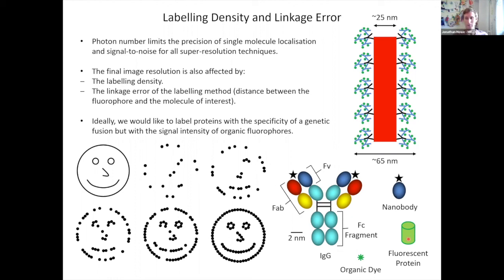Now, other options would include, say, nanobodies, which are smaller antibodies, which obviously reduce this linkage error. And finally, another good option are the SNAP tags, Halo tags, those sort of labeling methods, which retain the specificity of a genetic fusion, but have the signal intensity of organic fluorophores.